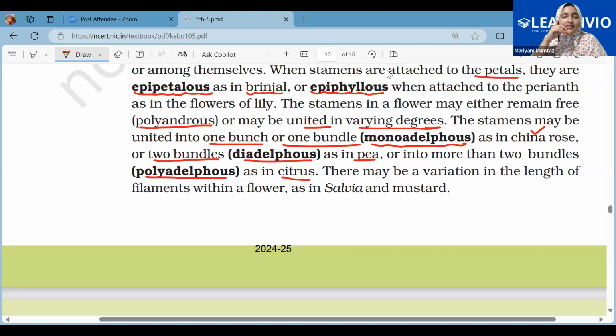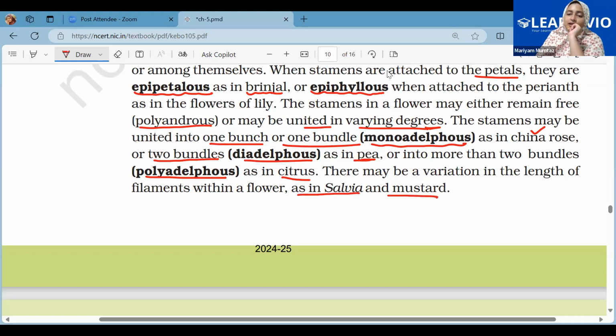We say monoadelphous if one bundle is there, diadelphous if two bundles are there, and polyadelphous if more than two bundles are there. Now, there may be variation in the length of filaments within a flower, as in salvia and mustard.